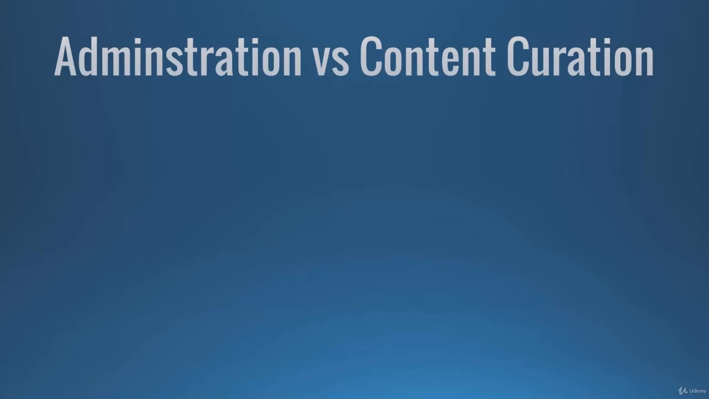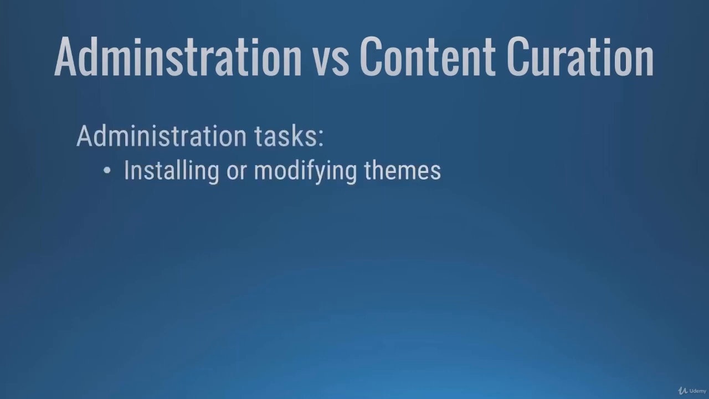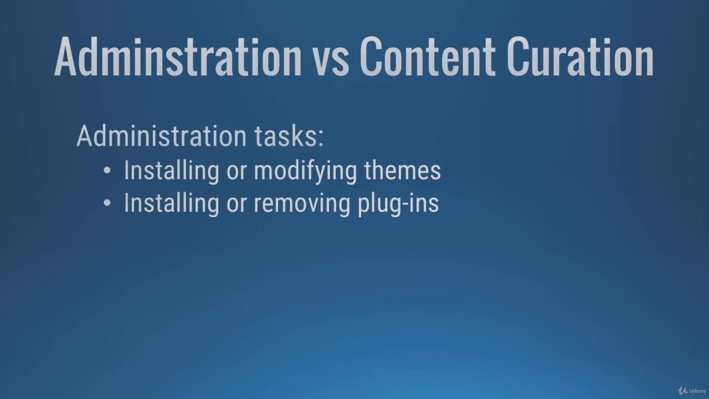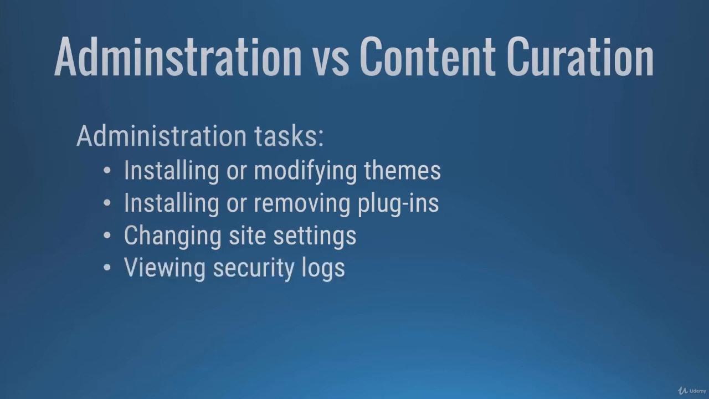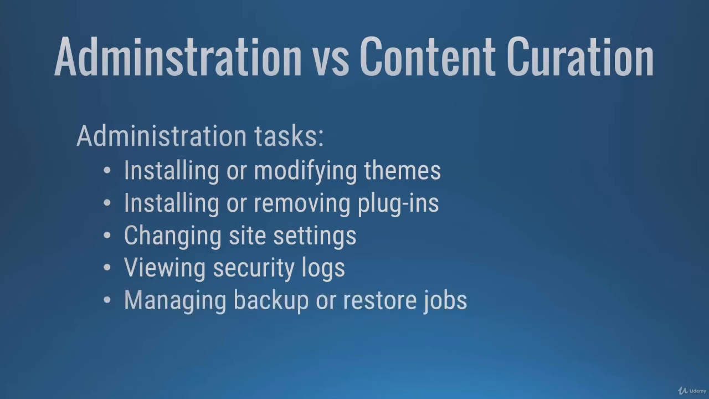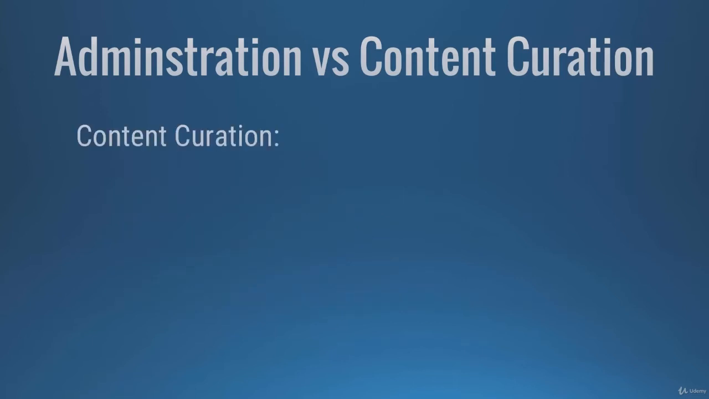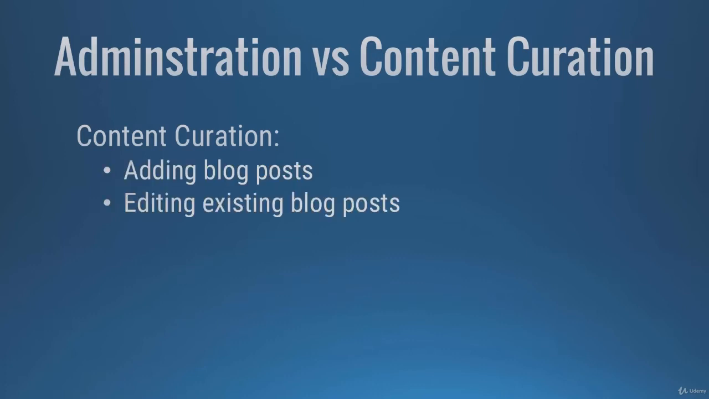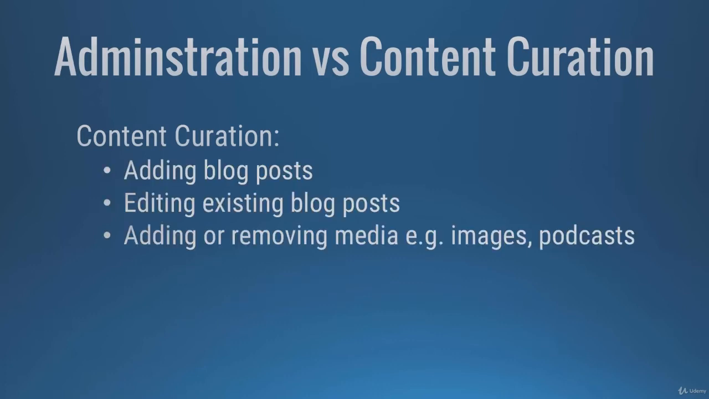Administration tasks would include the following common activities: installing or modifying themes, installing or removing plugins, changing site settings such as permalinks or time zone of your WordPress website, viewing security logs, and managing backup or restore jobs as part of general administration. Content curation, on the other hand, would include typical tasks such as adding blog posts or editing existing blog posts, adding or removing media such as uploading images or podcasts, MP3s, and approving visitor comments.